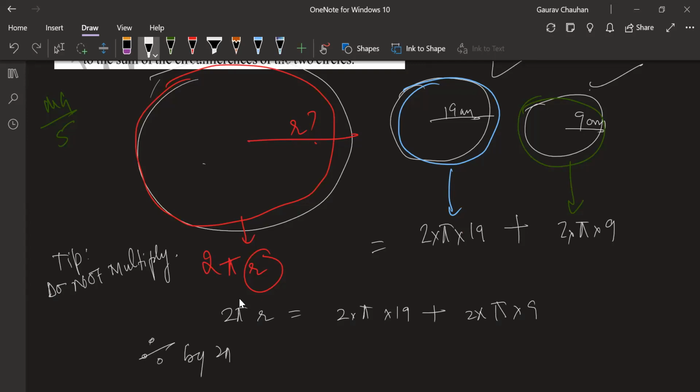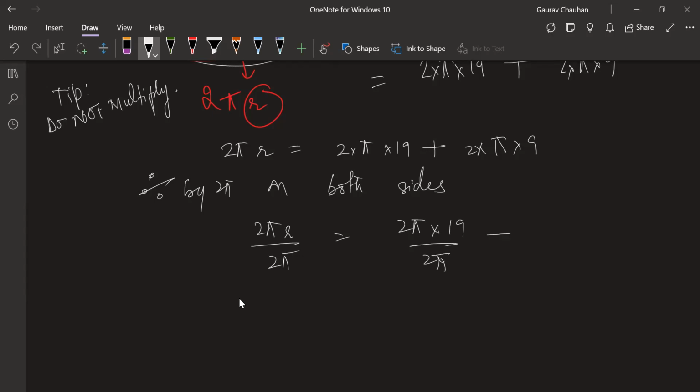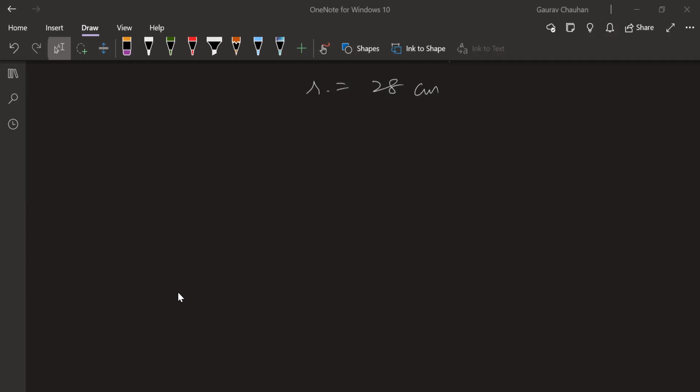Just divide by 2 pi on both sides, and you get 2 pi r by 2 pi is equal to 2 pi into 19 by 2 pi plus 2 pi into 9 by 2 pi. Cancel. r is equal to 19 plus 9 is equal to 28 centimeter. Very simple. Will you be able to do this? All right, moving on to the next question. Question number 2 is very, very similar. Only in place of perimeter, they have used area.